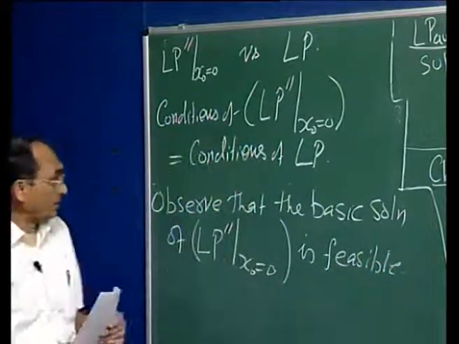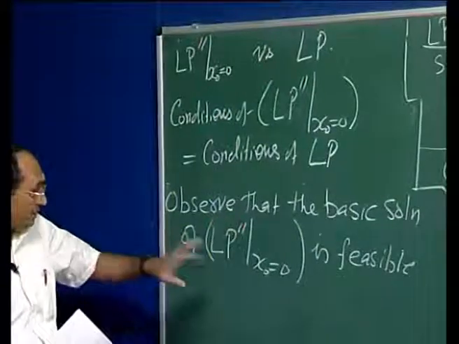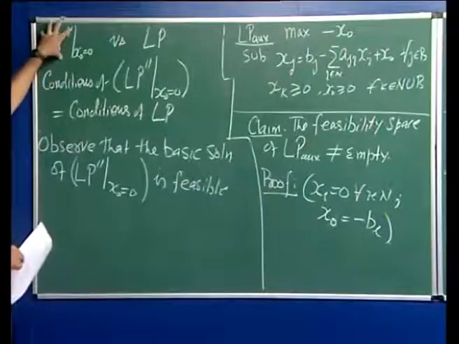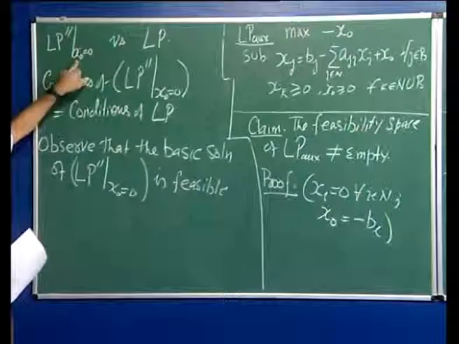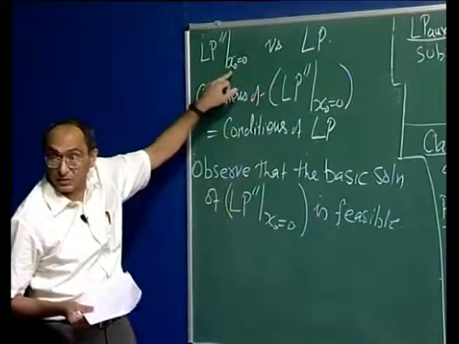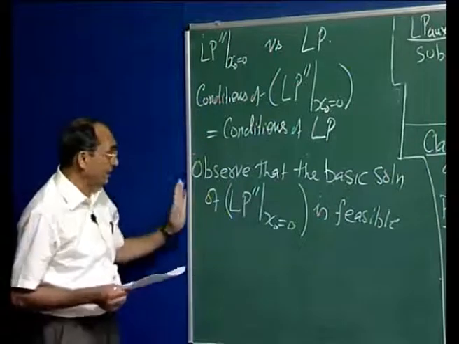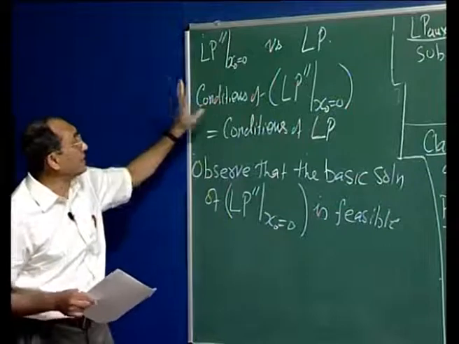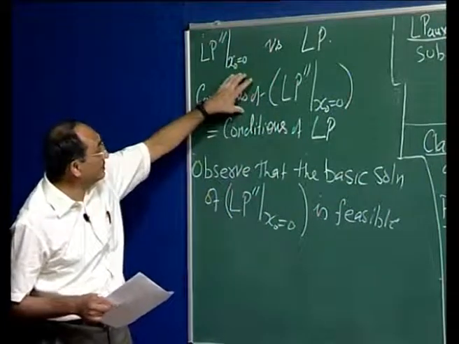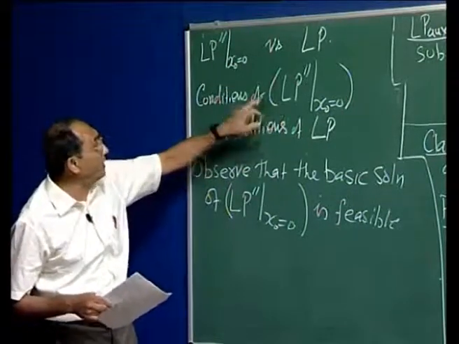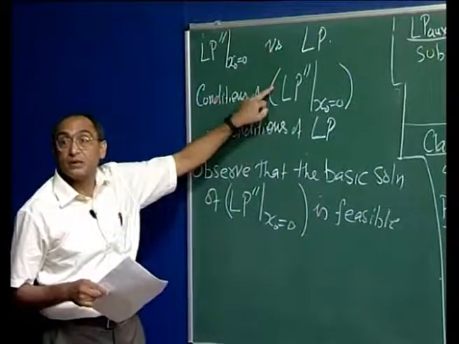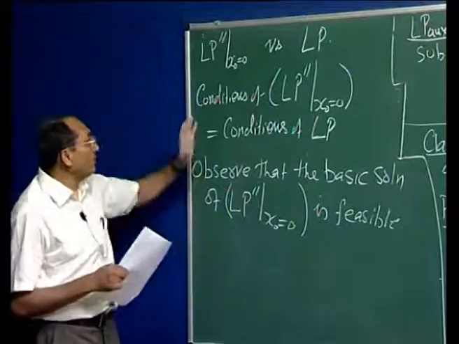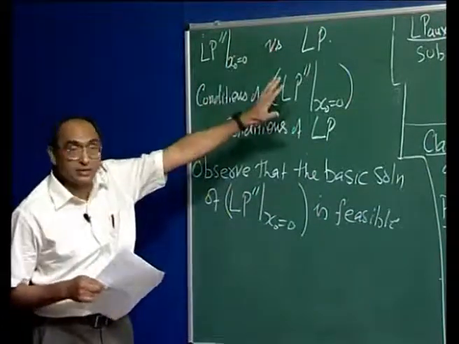You notice that we can give the basic solution by taking the basic solution of LP double prime and just dropping x naught, because x naught was 0 there, so we are anyway removing it. So what we have here, as far as the conditions are concerned, is equivalent to LP, and the basic solution of this is feasible. That is all that matters. The objective function does not play any role in this part.